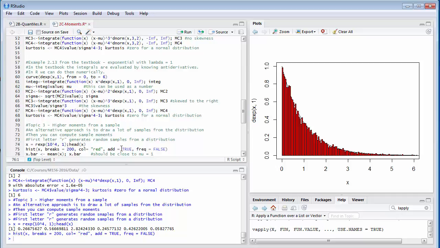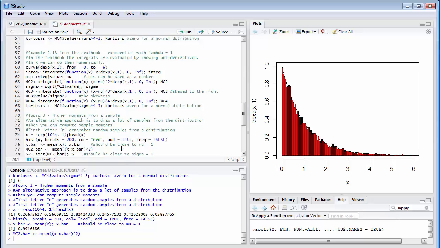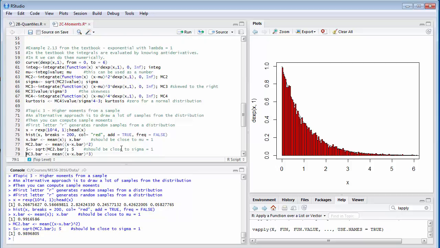If I take the mean of this vector, I get the so-called sample mean. I'll give this the conventional name x dot bar. X dot bar is not precisely equal to 1, but it's mighty close. If I take the mean of x minus the sample mean squared, that's not precisely the variance. It's the sample variance, and it is fairly close to the value sigma, which is equal to 1. It's a little bit low.